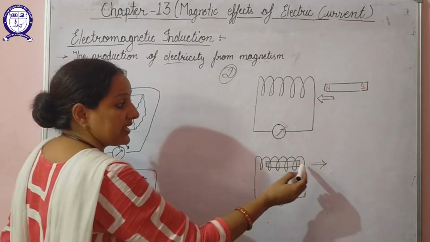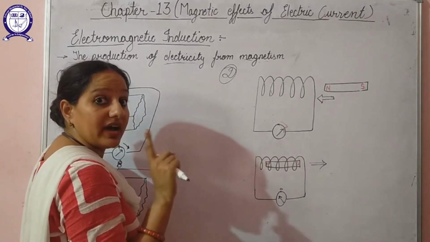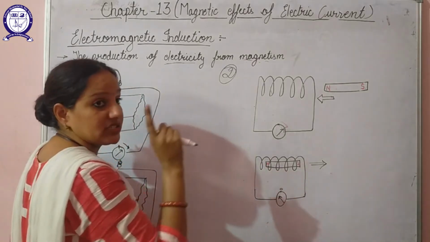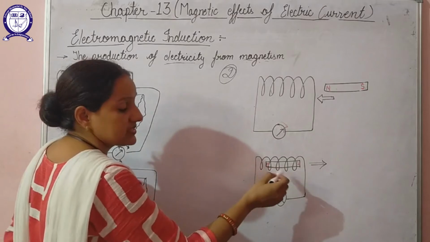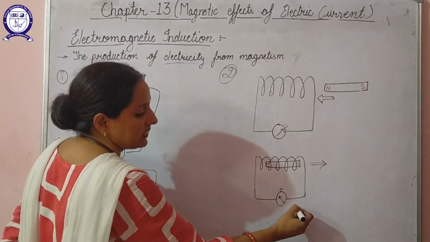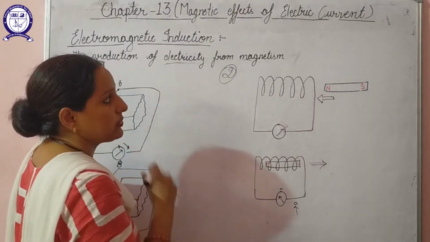Third thing, if I have inserted the bar magnet inside this coil and further I am not moving it, that means I am not changing the magnetic flux across this conductor, hence no current will be induced, which is shown by the zero deflection of this galvanometer. This was about the second step.